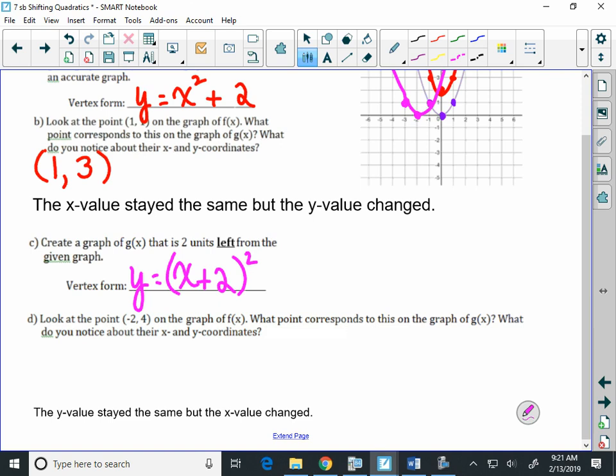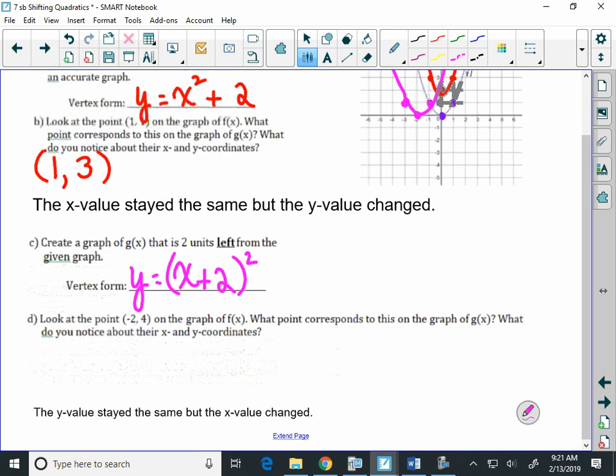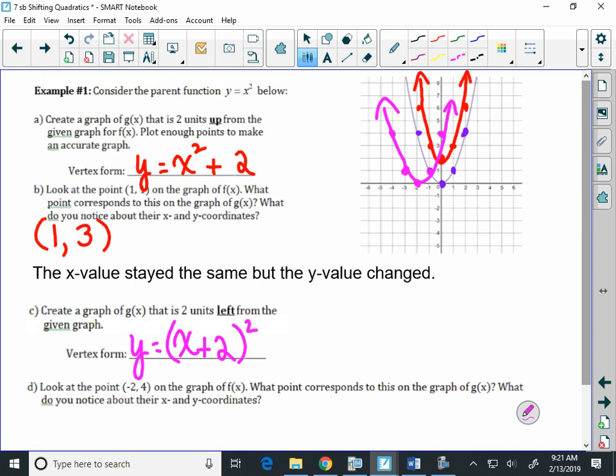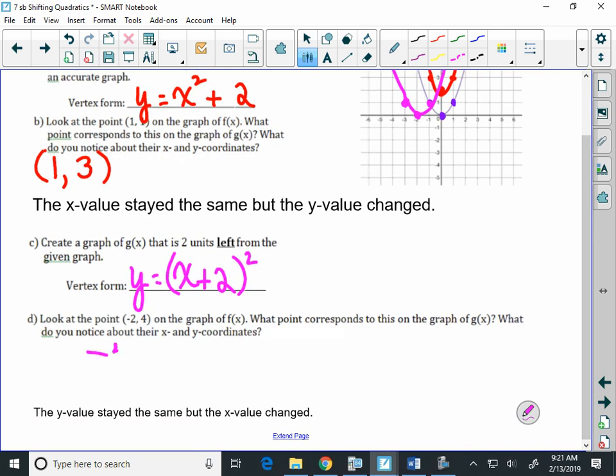And after we know the equation, and we'll talk a little bit more about the equation in a few minutes, if you look at the point (-2, 4) on our graph, that's from the original graph, and then what's the point now that we moved it to the left? Well, the point now is (-4, 4).